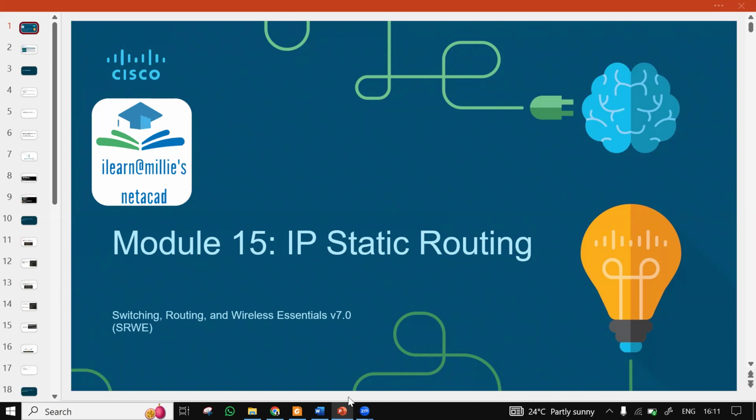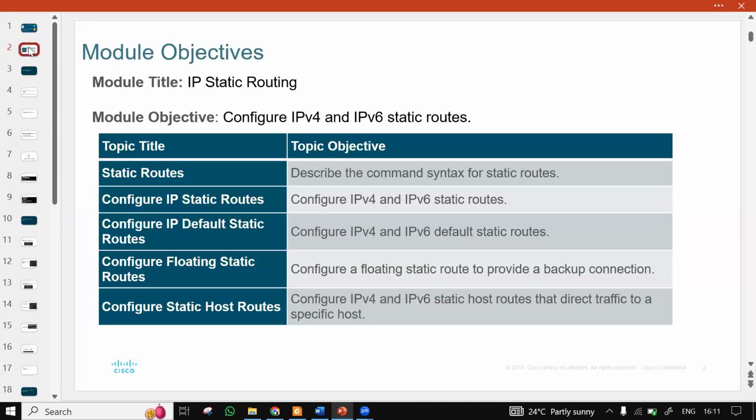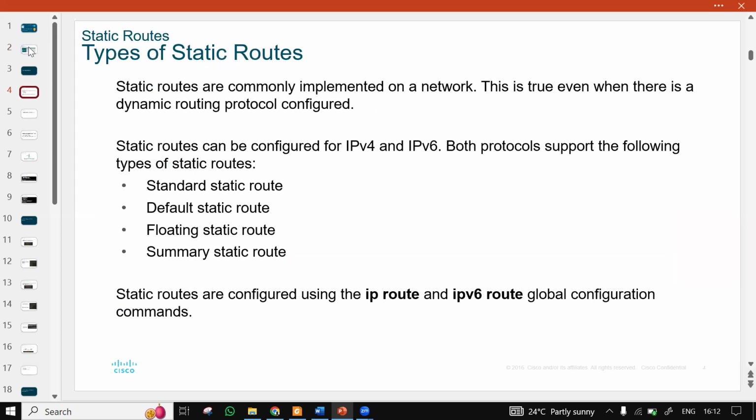So starting with IP static route, just a brief background. I'm going to have two sessions. This one more theoretical than the other one where we're actually going to be configuring. So basically, we are going to cover all those things: static routes, how to configure them, the standard static route, the default, the floating. How are we going to configure those, both IPv4 and IPv6? As far as demonstration goes, I think I'm going to focus on IPv4, which will be the same as configuring IPv6.